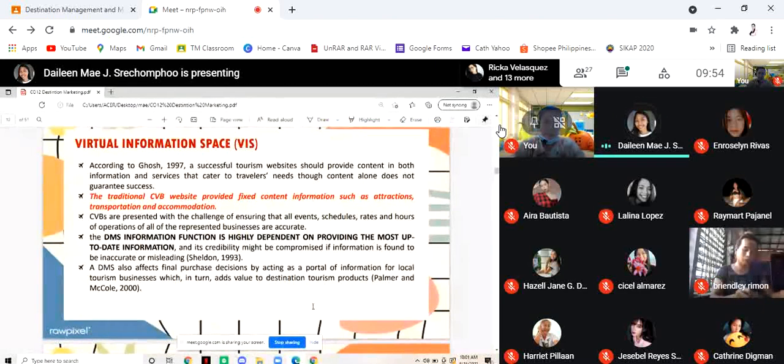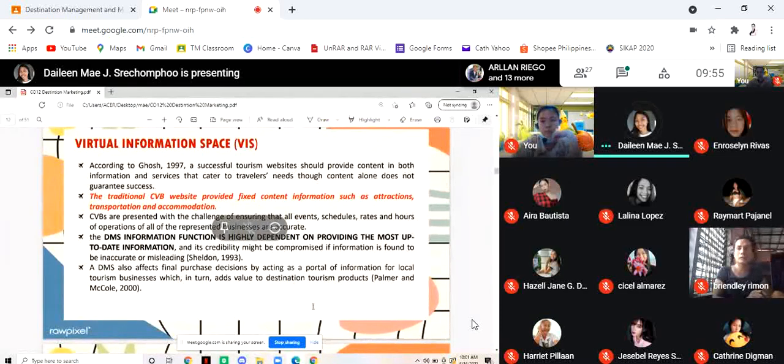Tapos, yung CVB daw ay nagbibigay ng fixed information regarding dun sa attraction, transportation, at accommodation. So, yun nga, yung mga basic lang dapat na mga basic na information ay mahalaga na makita dun sa CVB websites.